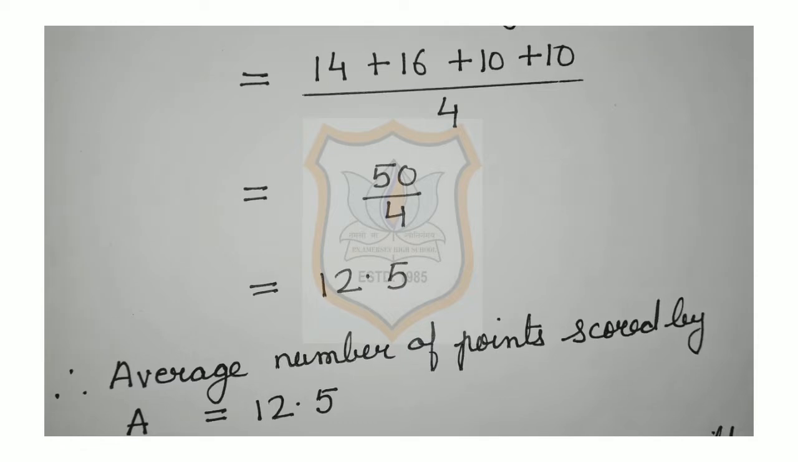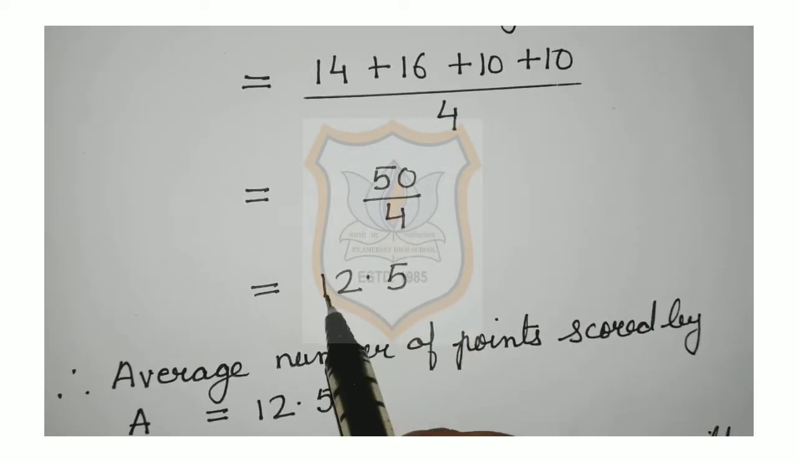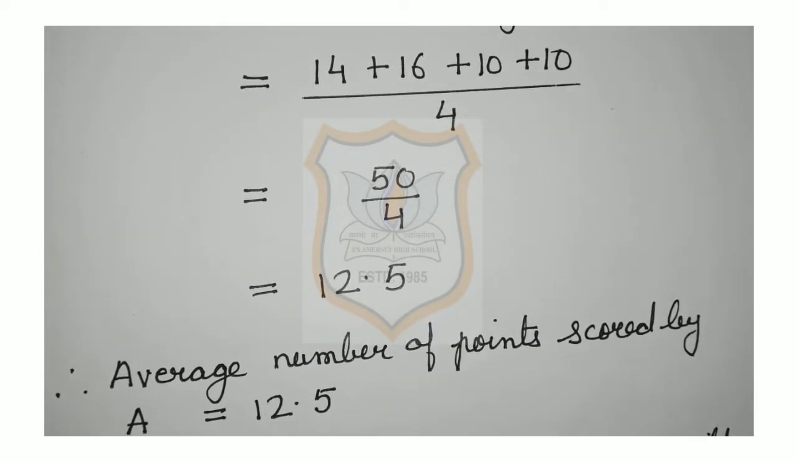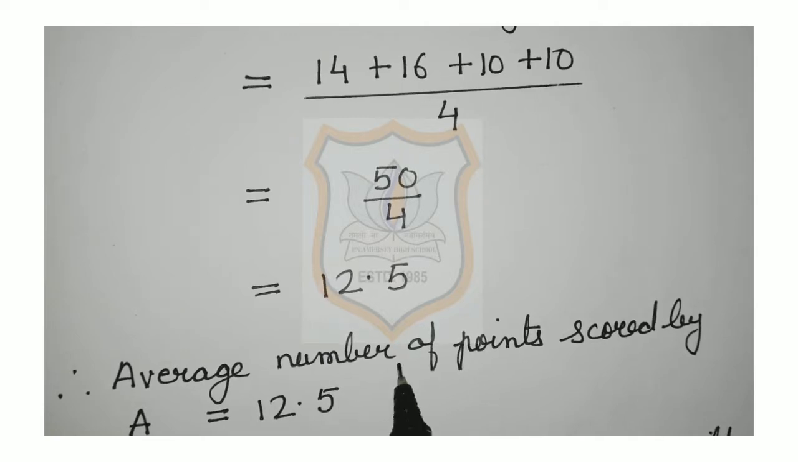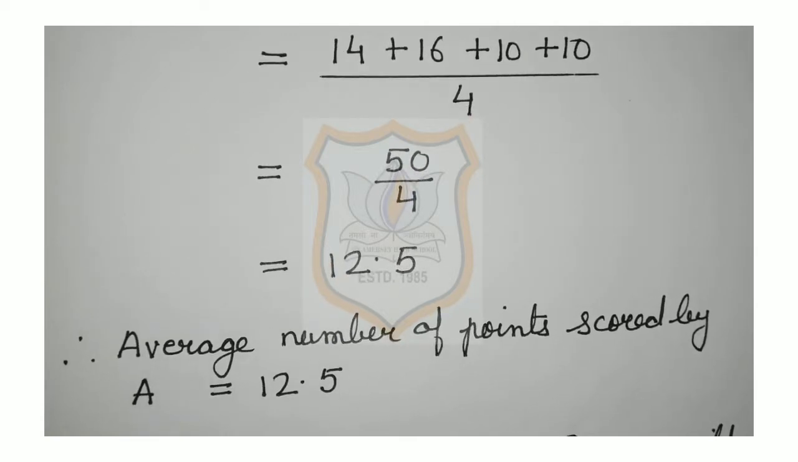Now we will divide 50 by 4. Our answer will be 12.5. So we can say that average number of points scored by A is equal to 12.5.